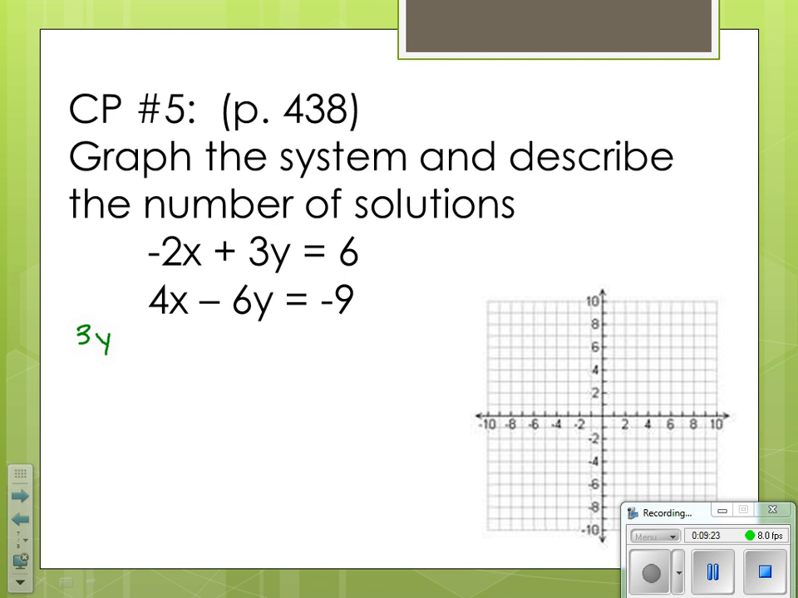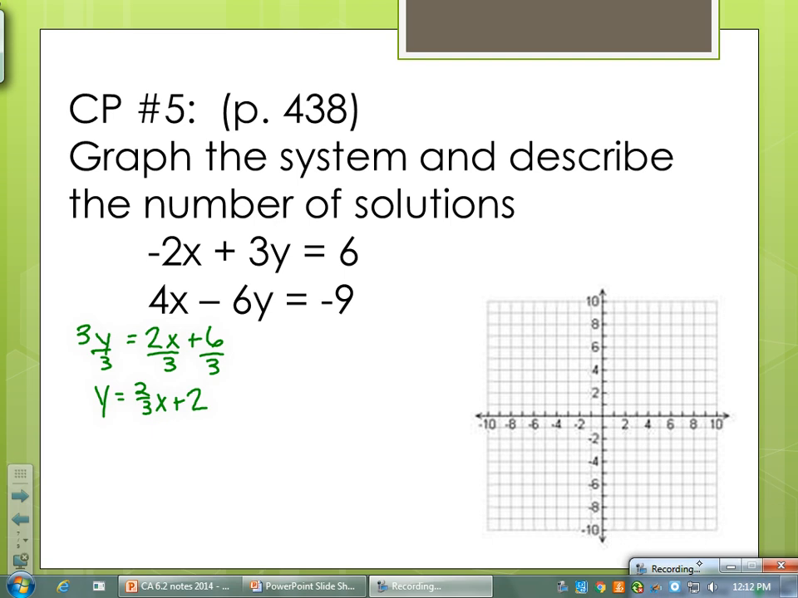So now I will have 3y is equal to a positive 2x plus 6. I need to get rid of my y coefficient, so I'm going to divide everything by 3. And I get y is equal to 2/3 x plus 2. So coming over to my graph now, slide this away.